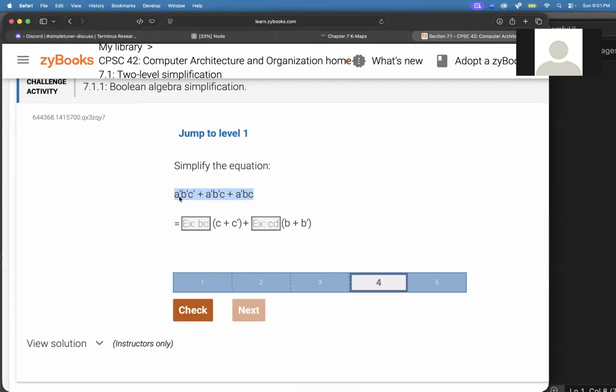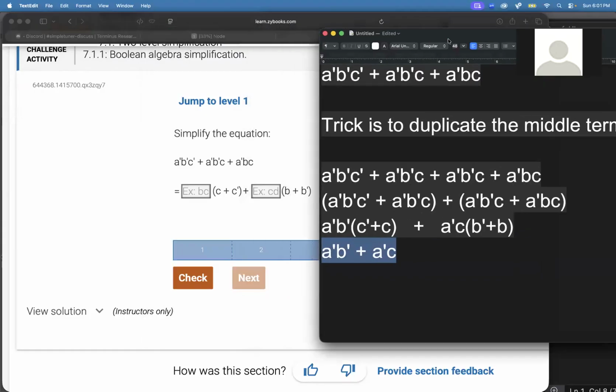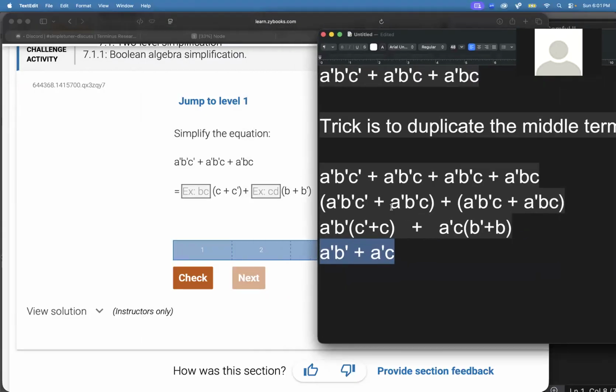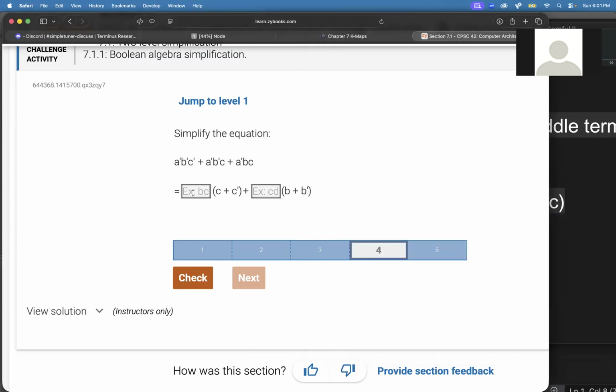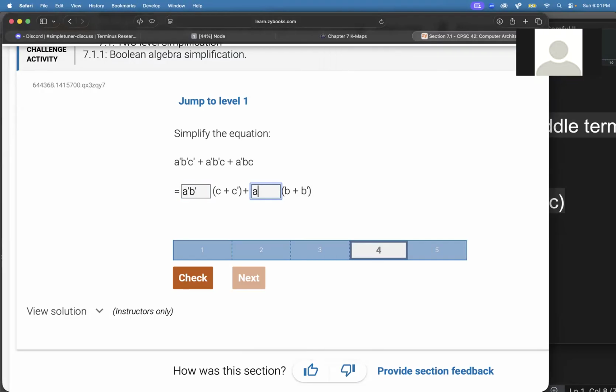Now, what did they ask for? Well, they didn't want us to do that whole thing. What they wanted was this step, because you can see they have a C or not C, B or not B, just like I have a C or not C, not B or B. So the first one gets the not A, not B, not A, not B, and that second one has a not A, C, not A, C.